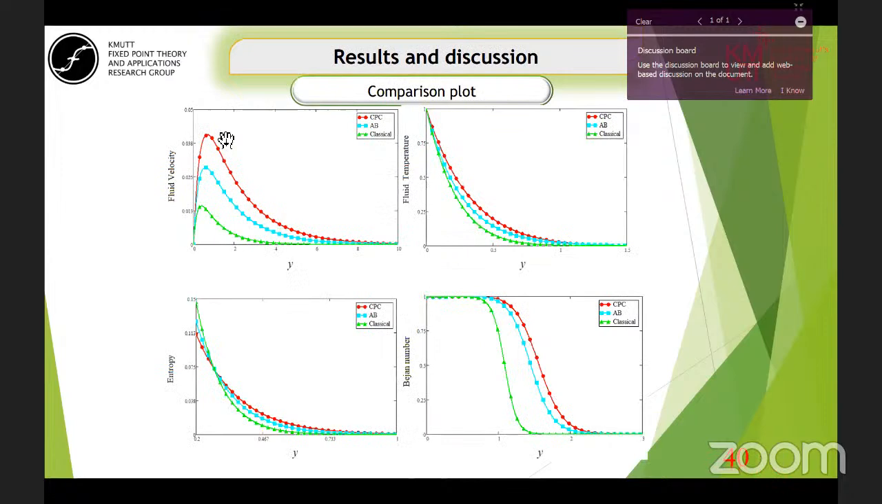This is the comparison plot. We can see that in all four cases, for fluid velocity, fluid temperature, entropy, and Bejan number, the CPC operator has more realistic features as compared to the Atangana-Baleanu operator.